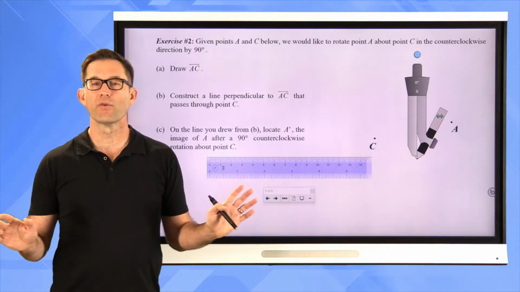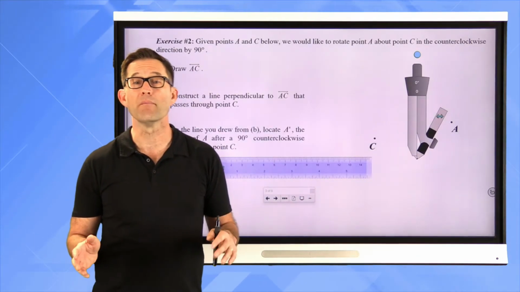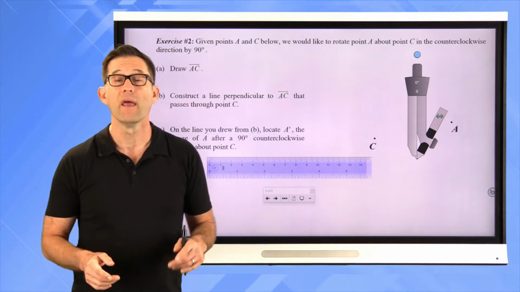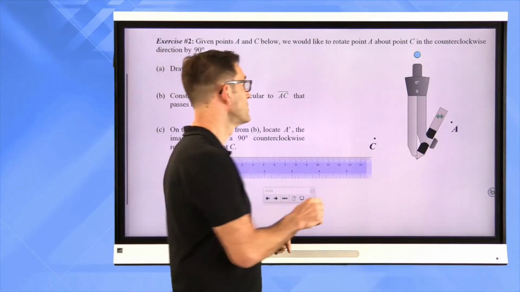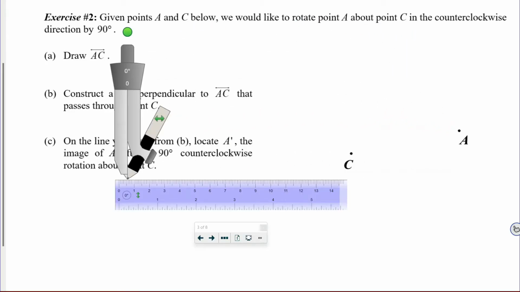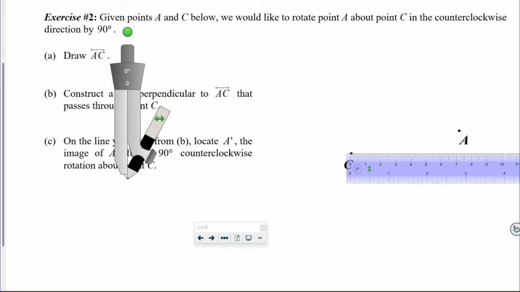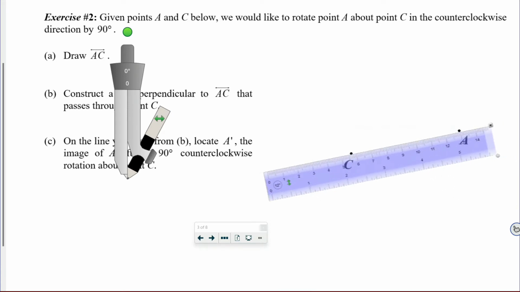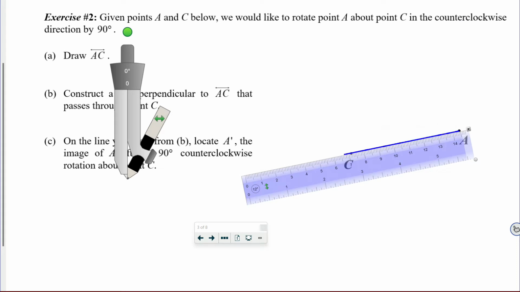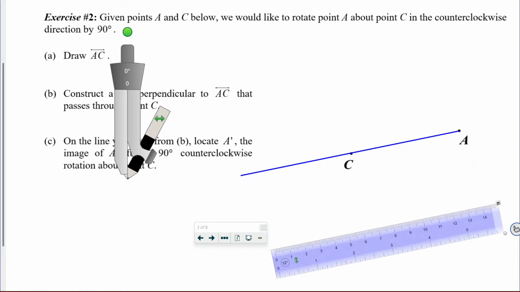All right, so the first thing I'm going to do when I rotate a point by 90 degrees about another point is draw a line through the 2 points, okay? And we'll talk about why this is in a second, but let me just get this line drawn. And I actually want that line to extend a decent amount past the center point of rotation. All right, so that's the first thing I'm going to do.